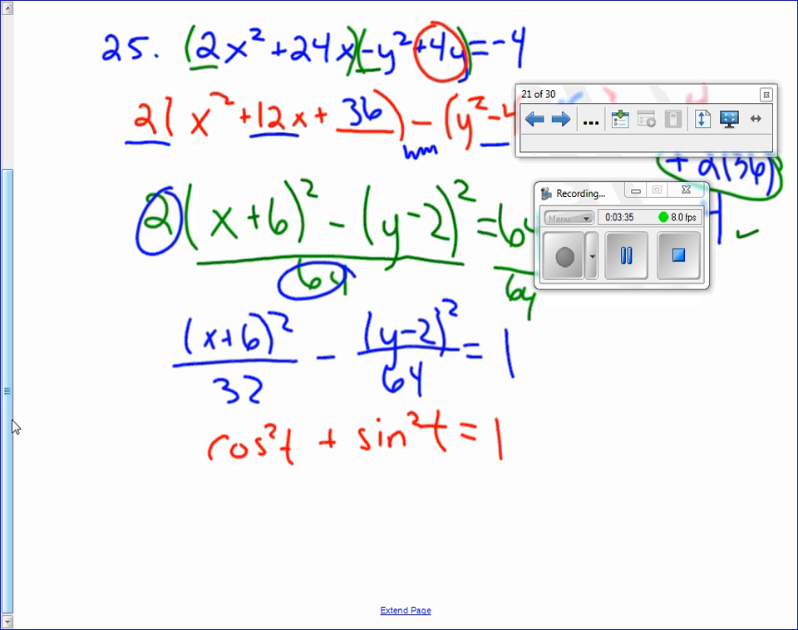And the trig identity that we have memorized is cosine squared t plus sine squared t equals 1. And there's some similarities between these two equations. They both have squared in them, and they both equal 1. The only problem is that our identity has a plus sign in it, and this equation is minus. It's a hyperbola.